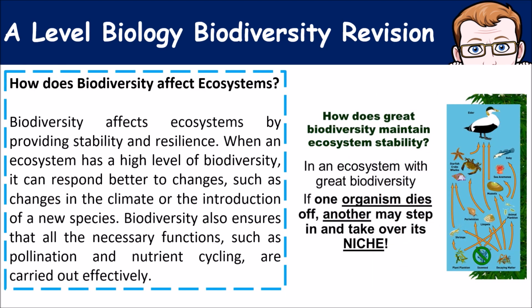If we're looking at how biodiversity affects ecosystems, some of the key things to talk about, like we've said, is that a high level of biodiversity provides stability and resistance to change within that ecosystem. So an ecosystem can better respond to changes such as climate change or a new species, etc., if there's a high level of biodiversity.